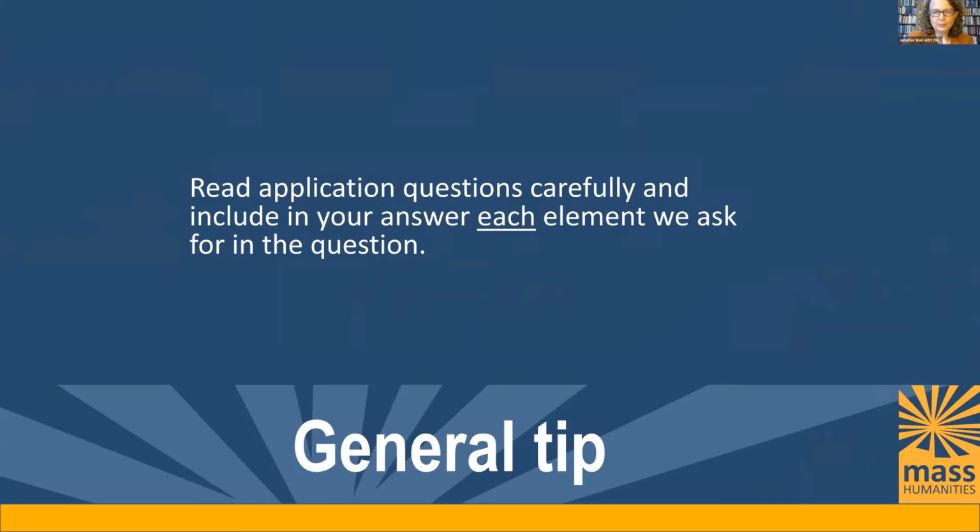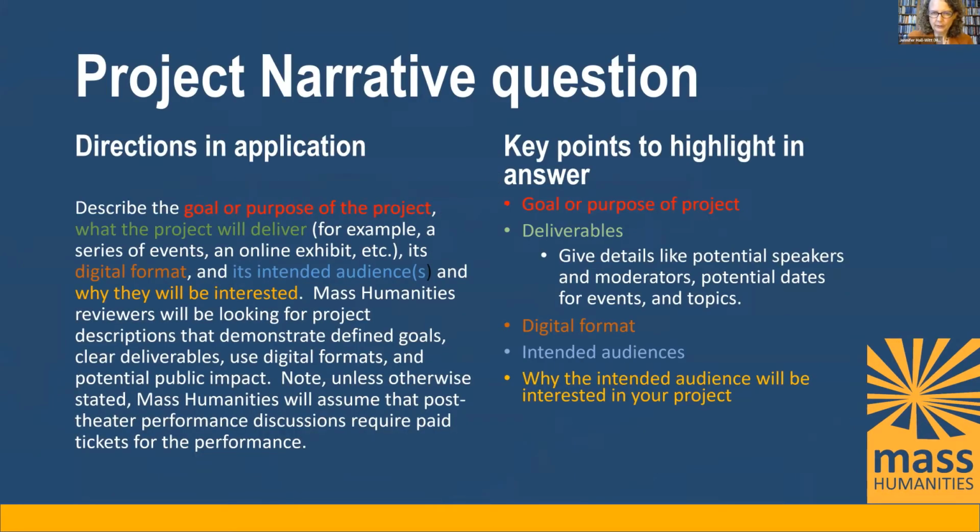So for instance, the project narrative question is probably the longest question that you will be writing about in this application. I've given on the left here the directions that we give in the application, and I've color coded them a little bit, but you can see that we're asking you for 5 different things. And I think you have about 6,000 characters, so you have a decent chunk of space to do that. And what I've done is I've just taken what those key points are and I've put them in the right column here.